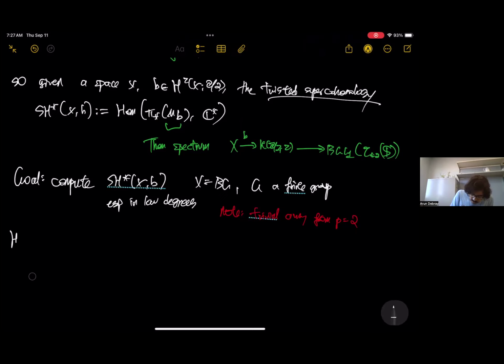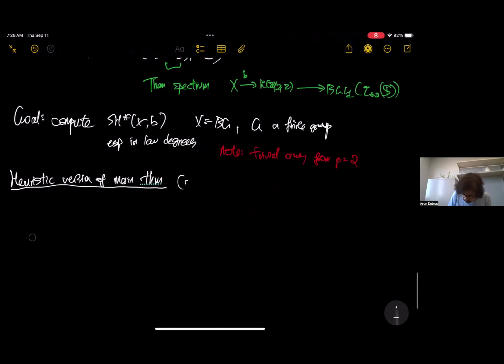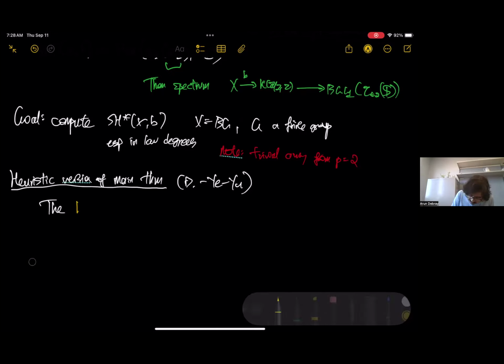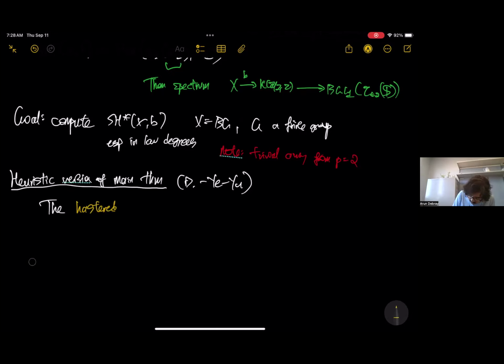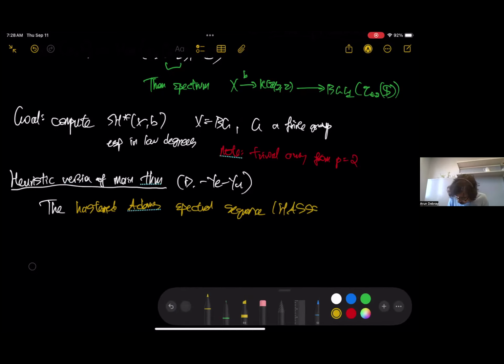So let me give you the heuristic version of the main theorem, because time's passing faster than I thought. So let me say this: the Atiyah-Hirzebruch-type spectral sequence, which I'm going to call the HASS or HAS.